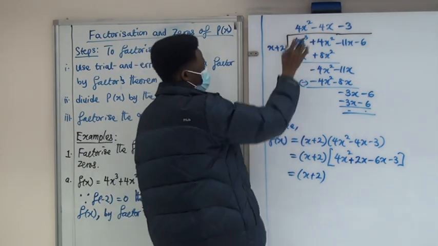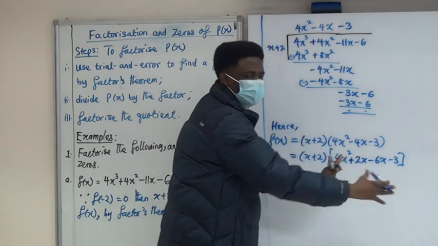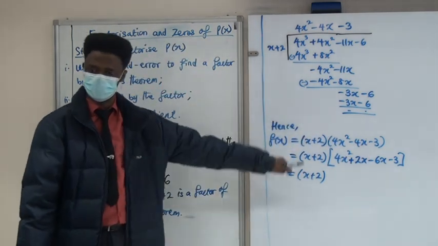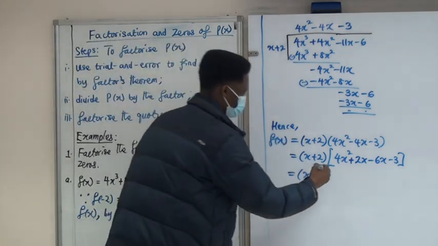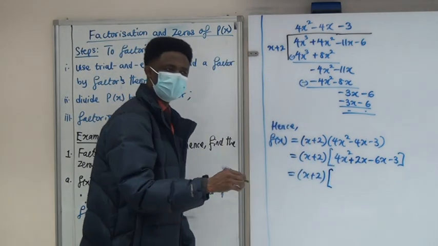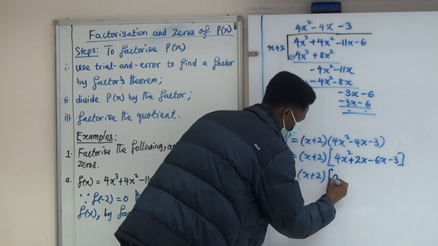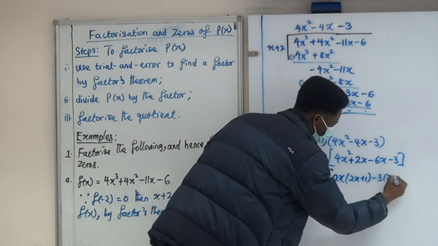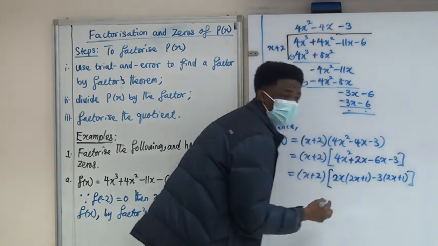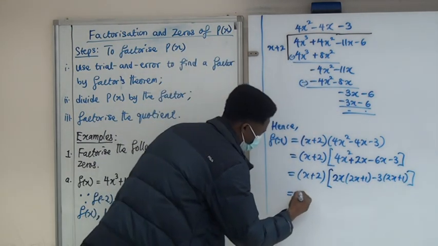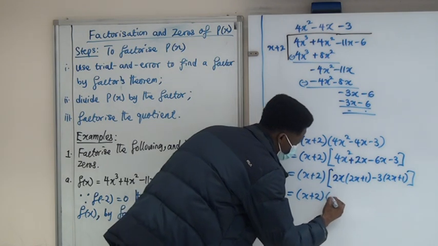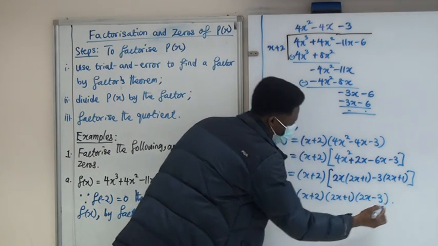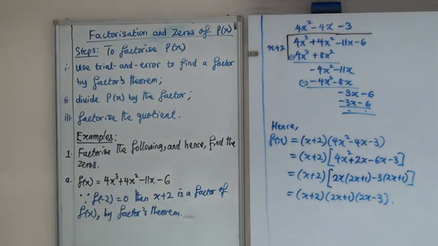Or you may say, oh, my quotient, you factorize your quotient, then you write f of x. If you're writing f of x, everything has to be included, not just the quadratic. So I put this in a bigger bracket because there will be smaller brackets: 2x plus 1, minus 3, 2x plus 1. Everybody knows this, so I'm not wasting time to explain. So finally, we have x plus 2, 2x plus 1, 2x minus 3. We have just factorized the polynomial.